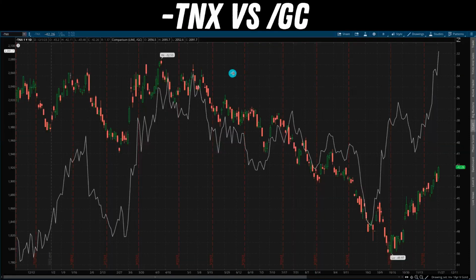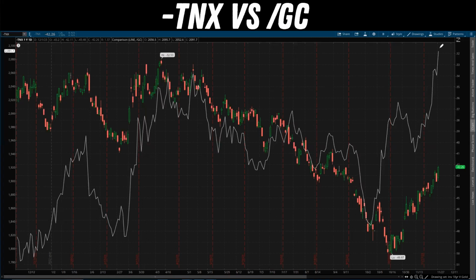Now, the next one we're going to look at is the 10-year treasury yields versus gold. So this is negative TNX versus the gold futures, okay? Now, the reason that this is negative is because this is an inverted chart. So the candlesticks you see here represent the TNX. Now, because this is inverted, this means that as these candlesticks are going down, the TNX itself is actually going up. And the white line here is the gold futures.